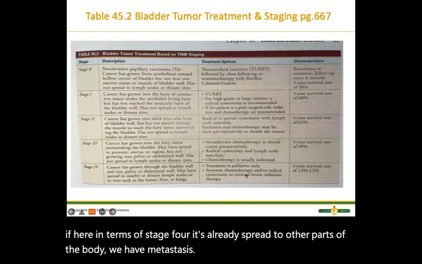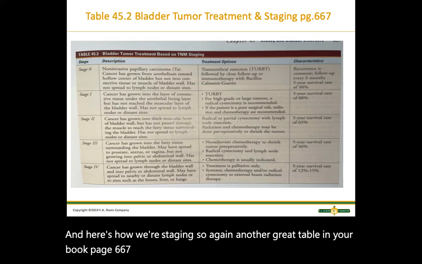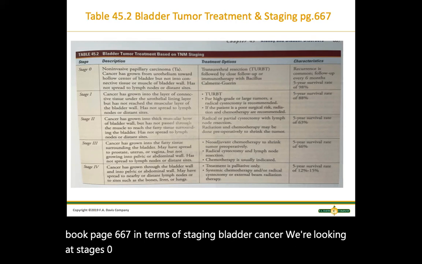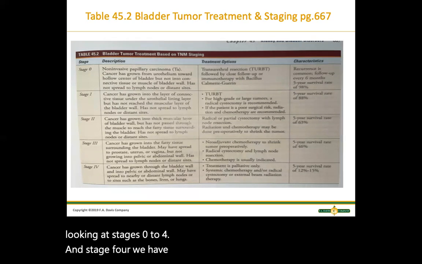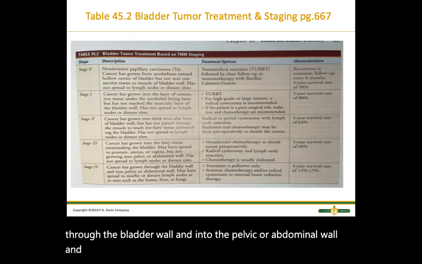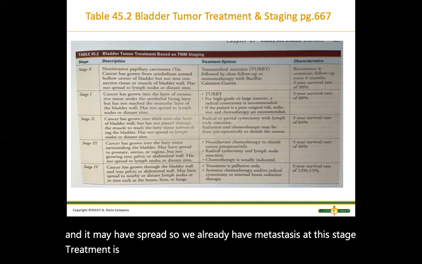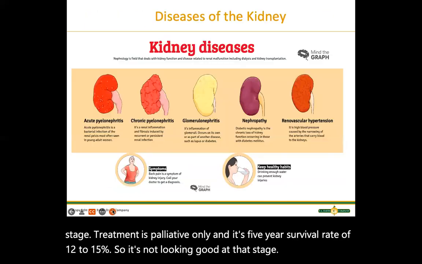And here's how we're staging. Again, another great table in your book, page 667, in terms of staging bladder cancer. We're looking at stages 0 to 4. In stage 4, the cancer has grown through the bladder wall and into the pelvic or abdominal wall, and it may have spread. So we already have metastasis. At this stage, treatment is palliative only, and the 5-year survival rate is 12 to 15%. So it's not looking good at that stage.